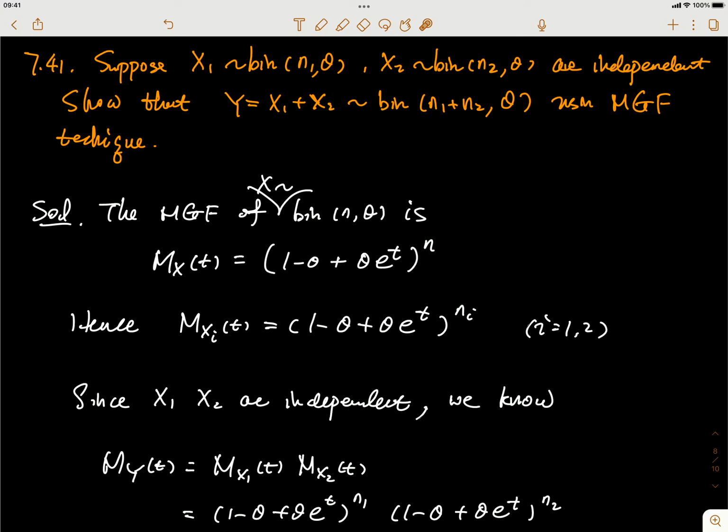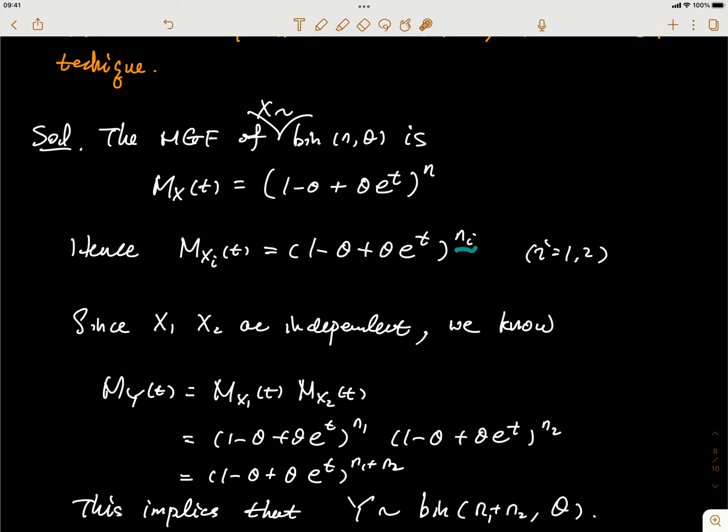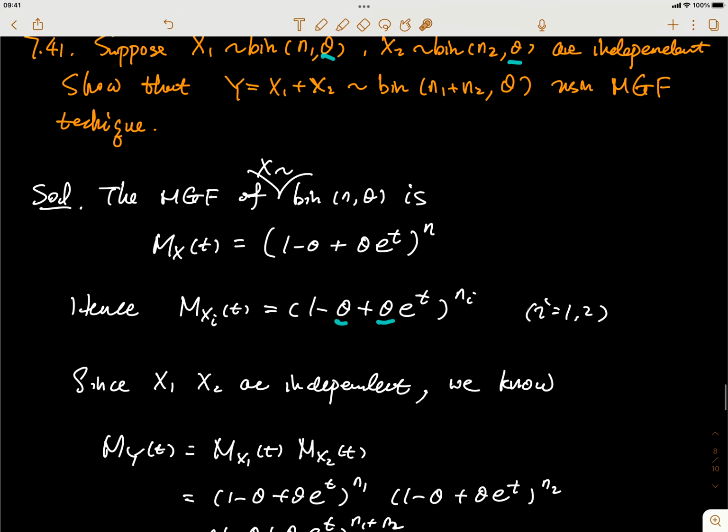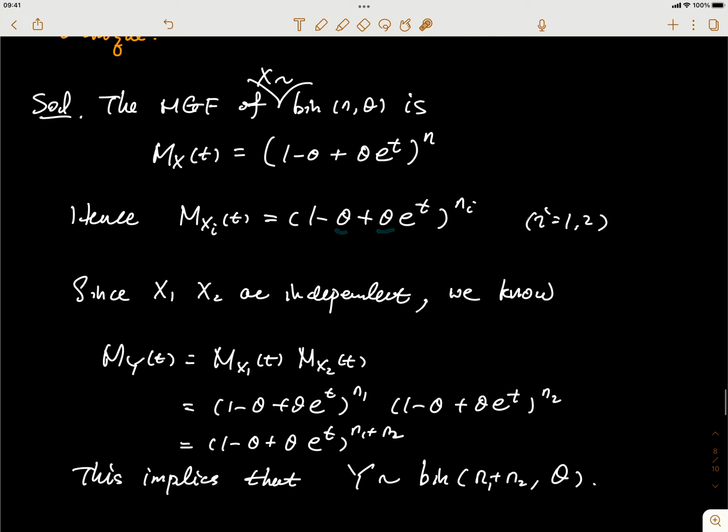So that means X1 and X2 have this form of moment generating functions, just with different n here. Theta is the same for both of these two. That's very important. They have to have the same theta. Now, because they're independent, we know that the moment generating function of their sum is just the product of their individual moment generating functions. So that's why M_Y is just equal to M_X1 times M_X2.